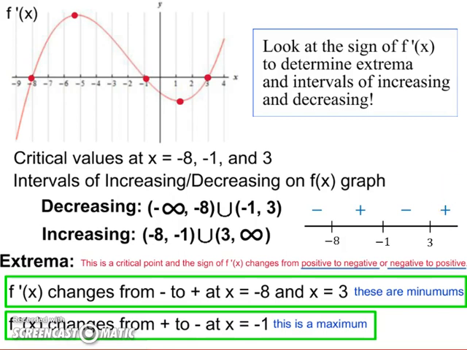So you can do this with an equation, with the derivative equation and a sign chart like you did in Chapter 4, or you can do this with the graph of the derivative. It's actually easier with the derivative graph just because you don't have to plug numbers in. You can see the sign right there. It's in front of you.